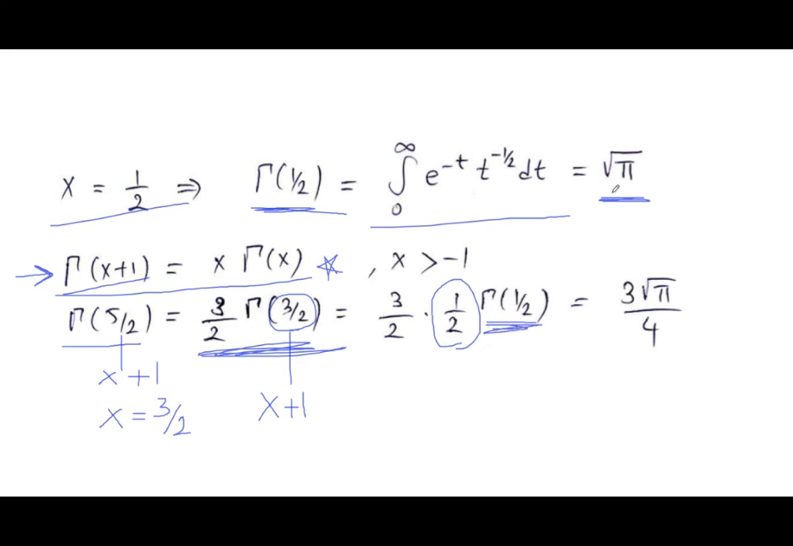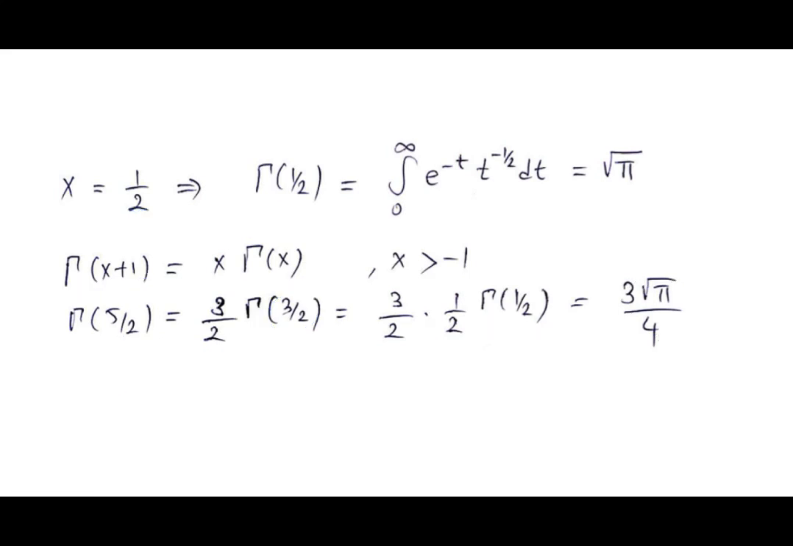Again, from calculus, we know that this is equal to the square root of pi. So we just substitute, and we can obtain that the gamma function evaluated at 5/2 is actually equal to 3 times square root of pi over 4. Okay, so these are the examples that we considered for calculation of the Laplace transform.